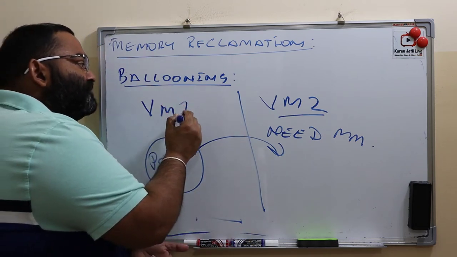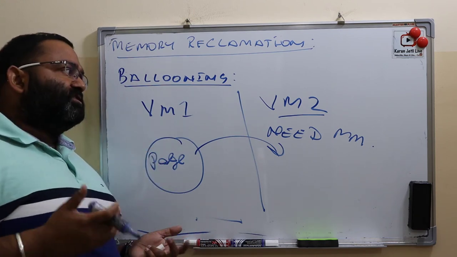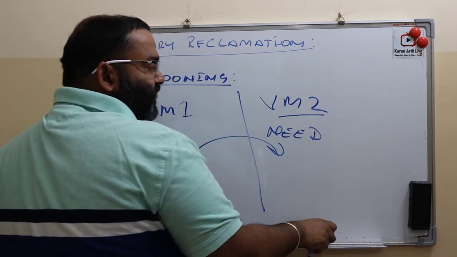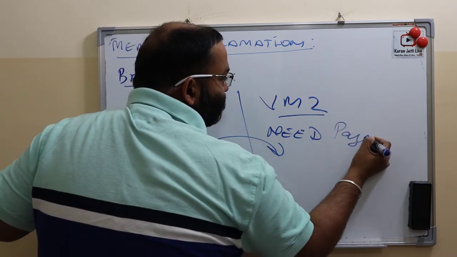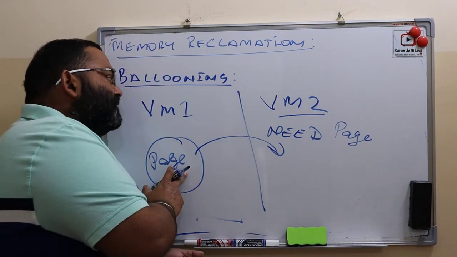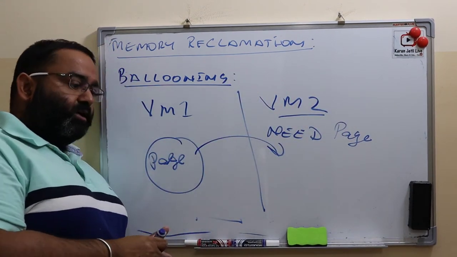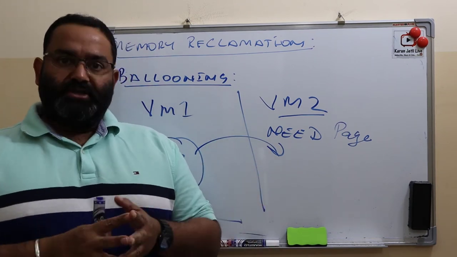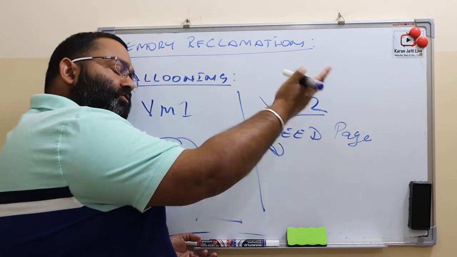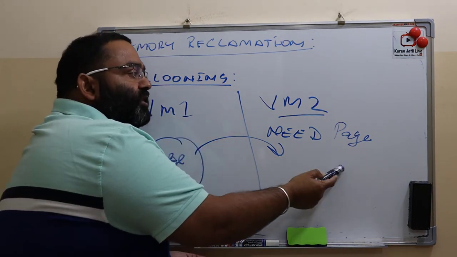So what happens? We have virtual machine 1. It does not need much of the pages. The load is low. It does not need its excess pages. But at the same time, virtual machine 2 is running out of pages, so it needs more pages. So what should the hypervisor do? The hypervisor should shift some of the pages from virtual machine 1 to virtual machine 2, so that the memory can be managed efficiently. Anyway, virtual machine 1 does not need them, virtual machine 2 needs them. So the efficient utilization is to move some of the pages from VM1 to VM2.